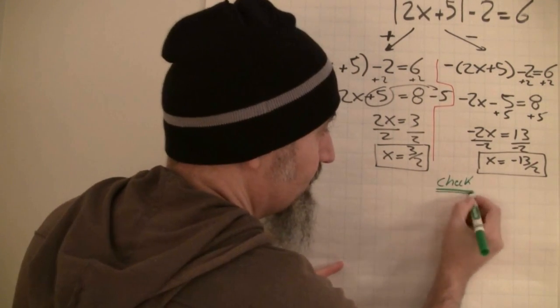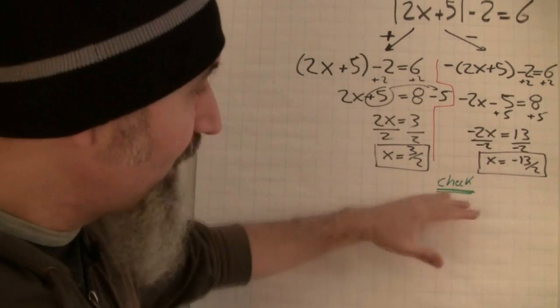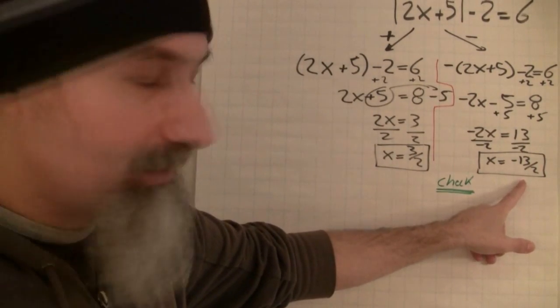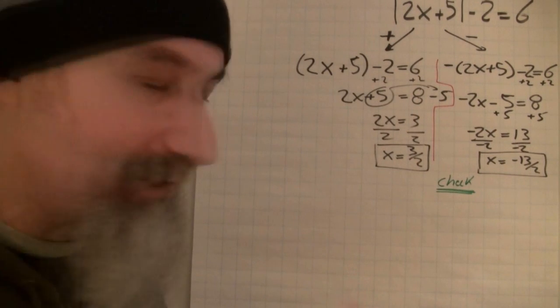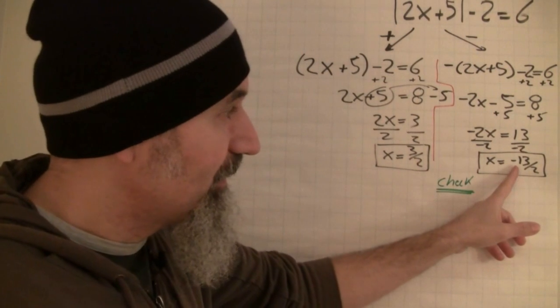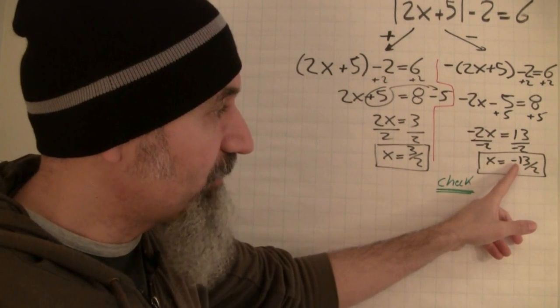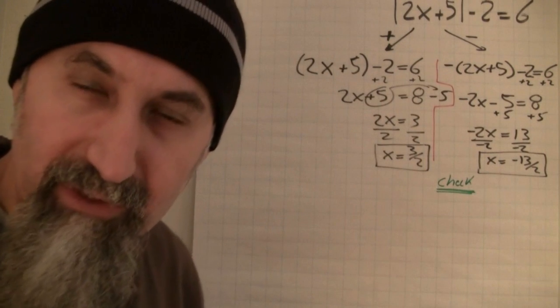Write down check. Now, which one do we want to check? I think we have enough room to check one of these. So let's check the harder one, negative 13 over 2, and we'll do this one just using mental mathematics. Okay, so this means when we're checking, we're going to plug in negative 13 over 2 on this side of the equation wherever we see x.